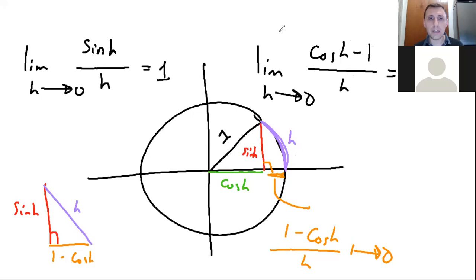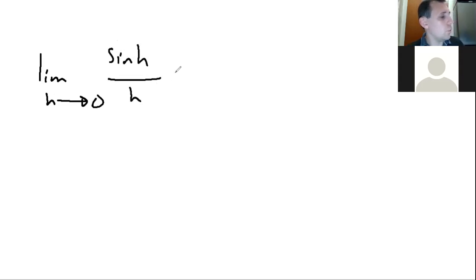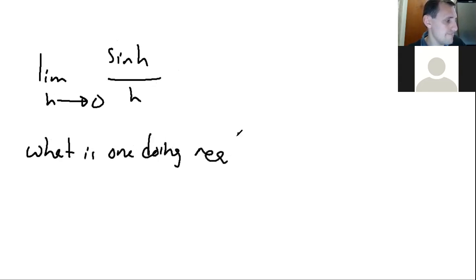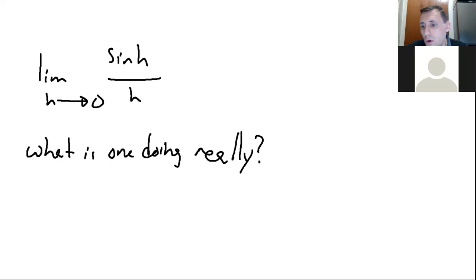Now, why would I even remember such limits? So guys, when somebody writes limit as h goes to zero of sine h divided by h, what is one doing? You understand my question? What is one really doing? When you're outside and I ask you, what are you doing? You're not saying I'm moving my feet. You might say I'm going to the store or I'm going to class. Well, that's actually where you're approaching, but what is the cause of doing it?